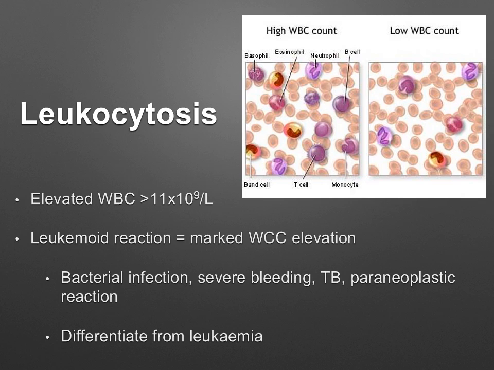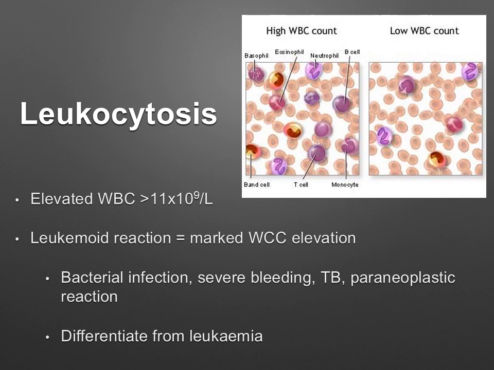You can get a leukemoid reaction, where you're getting marked elevations of the white cell count, typically greater than 50, and this is often associated with a left shift in bacterial infections, severe hemorrhage, TB, or paraneoplastic reactions to solid organ malignancies. If it is due to a paraneoplastic reaction, typically with white cell counts above 50, this is a sign of a huge tumour burden and poor prognosis.